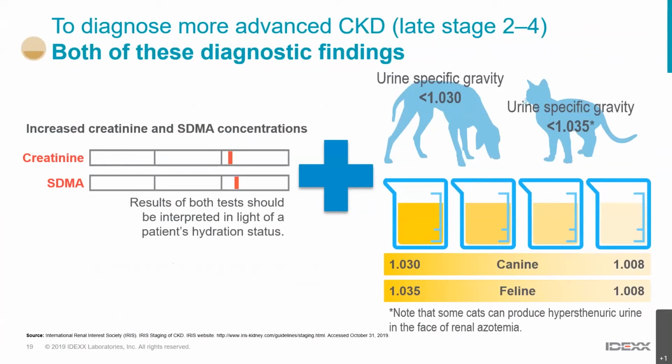In the update in late September 2019, the IRIS board added in a statement around the urine-specific gravity of cats, in which they've said, note that some cats can produce hypostenuric urine in the face of renal azotemia. This statement was based on some newer evidence that's starting to emerge, which suggests that cats can likely hold their urine concentrating ability longer than what we thought. So their USG may not match their renal biomarkers, as they can still have urine concentrating ability, but also be facing renal azotemia.